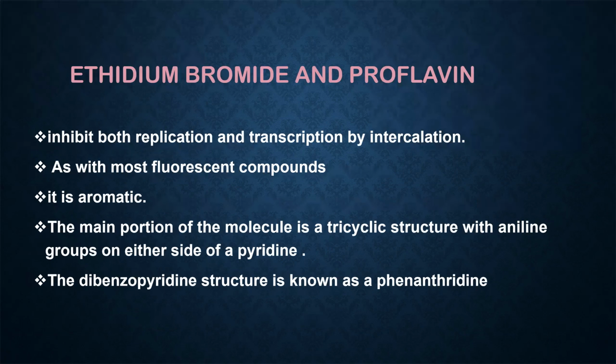Next is ethidium bromide and proflavin. Both inhibit replication and transcription by intercalation. Also, these are fluorescent compounds. They are also aromatic. The main portion of the molecule is a tricyclic structure with an amino group on either side of pyridine. That is the dibenzopyridine structure, which is also known as phenanthridine.